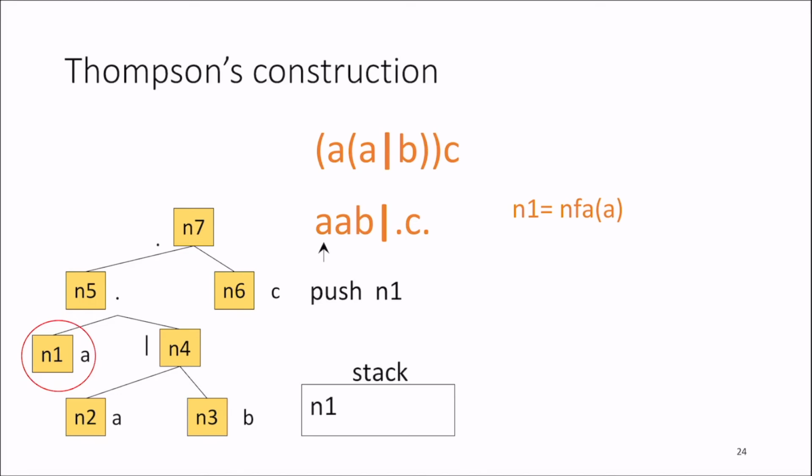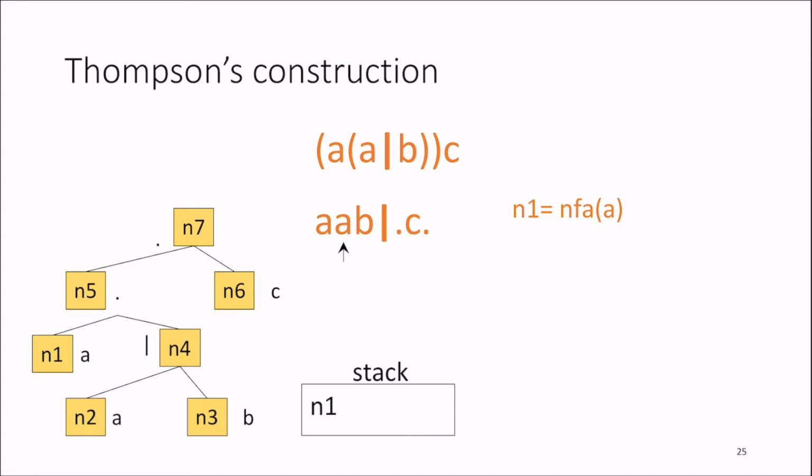So as you can see, we're starting from the leaves of the tree where the NFAs are the simplest. And then as we go up the tree, the NFAs will get more and more complex as we merge them together based on the operator. So either alternation, concatenation, star, etc. So the first thing we do is we push N1 onto the stack. So N1 is the NFA just for the symbol A. So it's a simple sort of base case NFA.